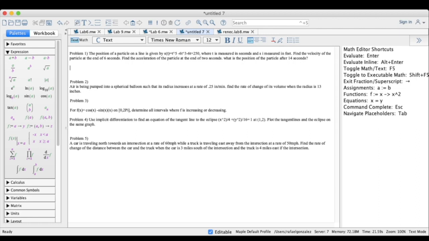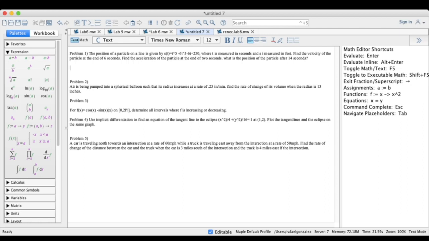So the first problem we have: the position of a particle on a line is given by s of t equals t to the fifth minus 6t cubed minus 6t plus 250, where t is measured in seconds and s is measured in feet. Now what I want you to do here is find the velocity of the particle at the end of 6 seconds, find the acceleration of the particle at the end of 2 seconds, and finally, what is the position of the particle after 14 seconds.